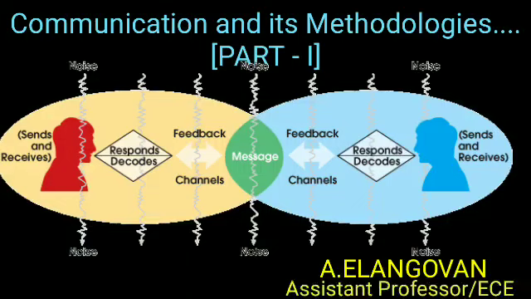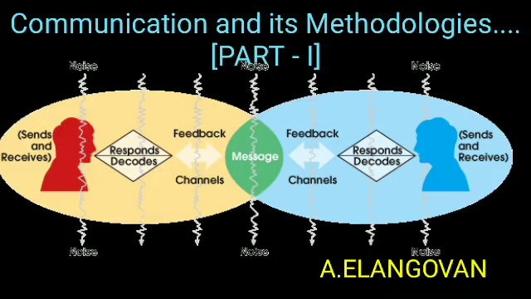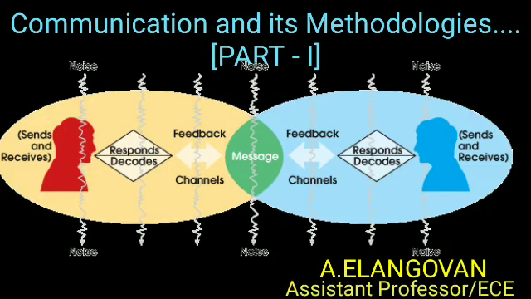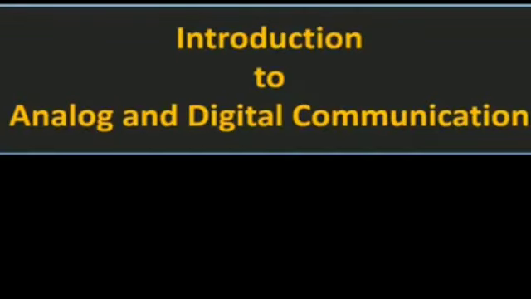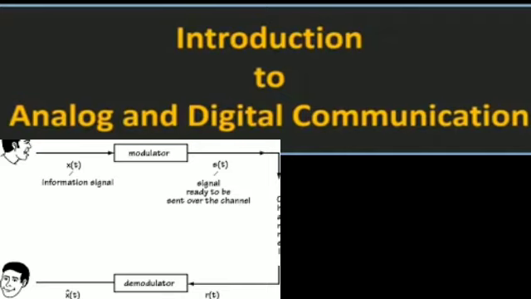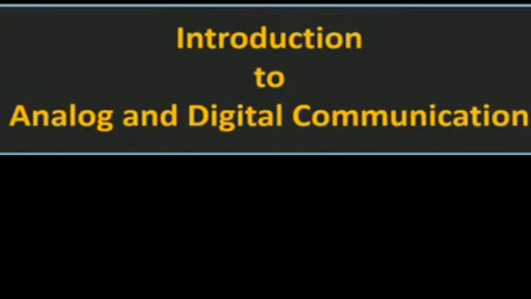In general, communication can be defined as the process in which information is transferred from one place to another place, or from one person to another person. Thus, communication can be classified into analog and digital communication. Analog, in the sense, is a continuously varying current or continuously varying voltage.